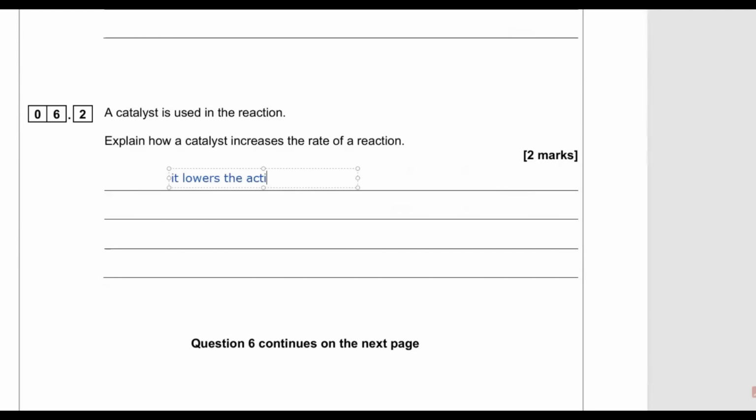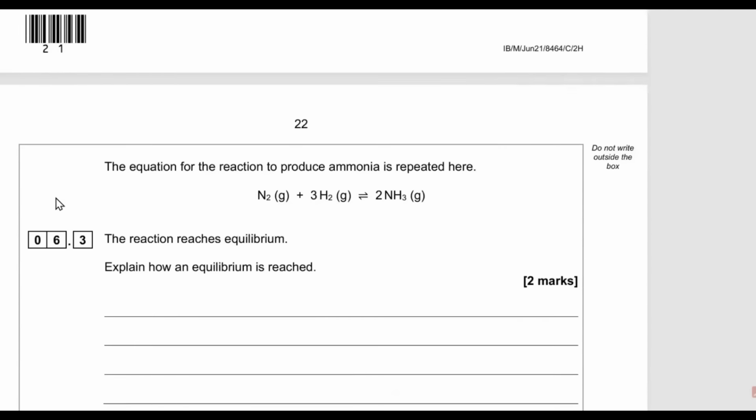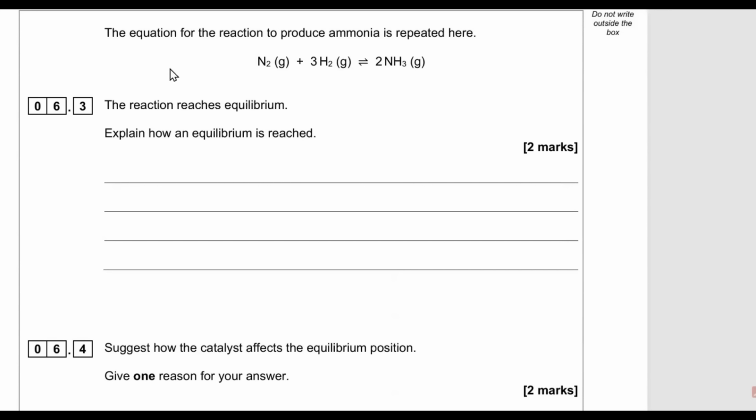A catalyst is used in the reaction. Explain how a catalyst increases the rate of reaction. Well, a catalyst lowers the activation energy by providing an alternative route or pathway for reactants to get together. And yeah, so that's the minimum energy for reactants to come together and react. The equation for the reaction to produce ammonia is repeated here. The reaction reaches equilibrium.